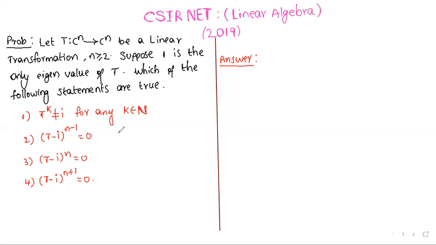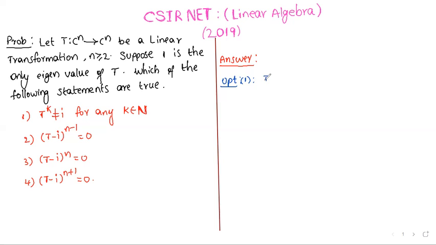Here T is the linear transformation from C^n to C^n, and 1 is the only eigenvalue of T. That means all the eigenvalues of T are 1. Now we check all the options one by one. First, option 1: T^k is not equal to I for any k belonging to the natural numbers.